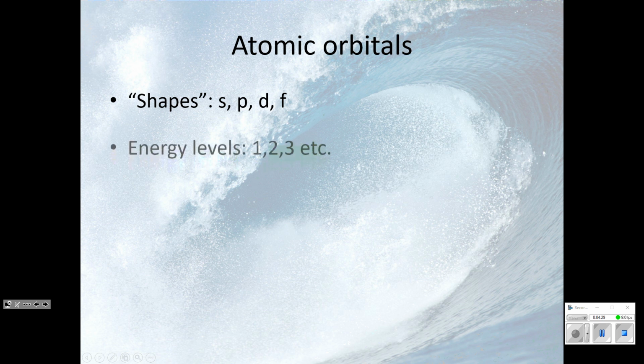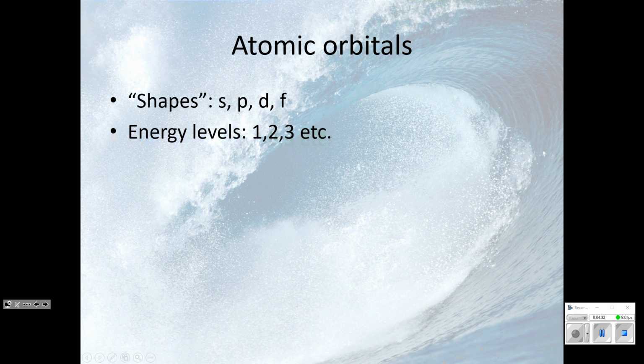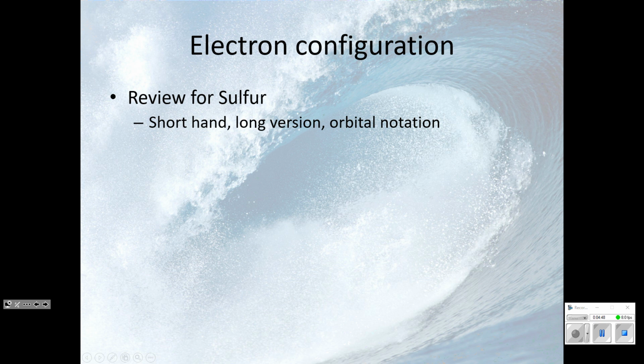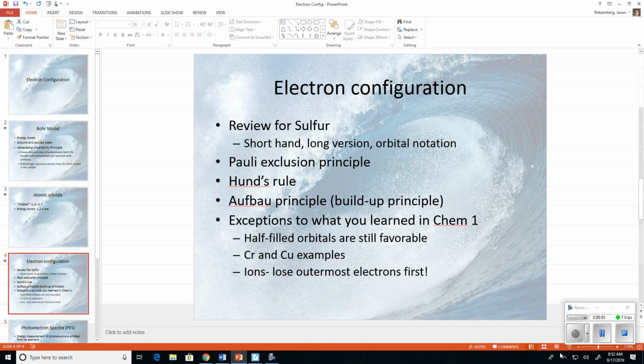Okay, and again, energy levels. So we have two different ways to classify where electrons are located: their energy level and their orbital. What I want to do then is review writing all those different notations we learned in Chem 1. I'm going to do it for sulfur. So I'm going to switch over to the Smart Notebook to go over that example with you.